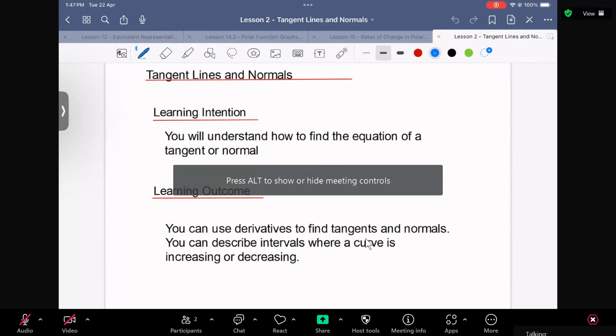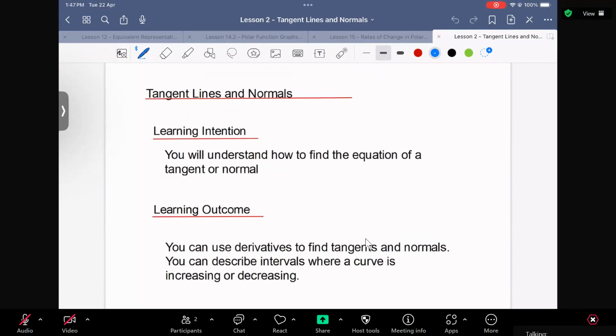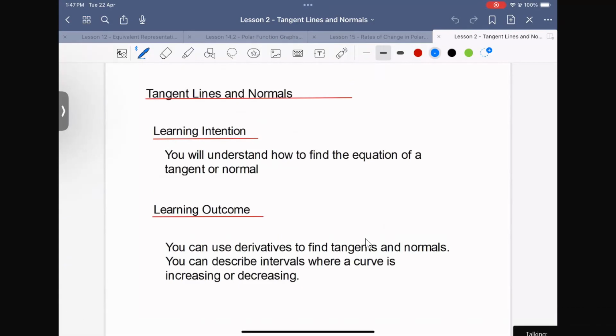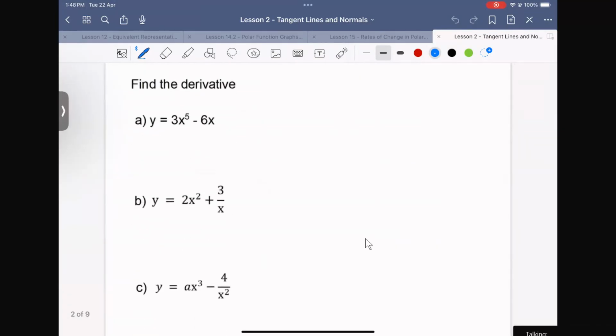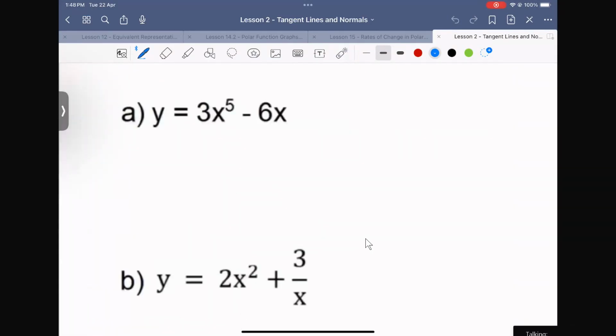Okay, so today we're going to look at finding tangent lines and normal lines given the equation of a curve. Before we do that, we're just going to revise a little bit of derivatives. So we need to differentiate each one of these. Pause the video, have a go at differentiating them. Okay, so let's have a look at our solutions here.